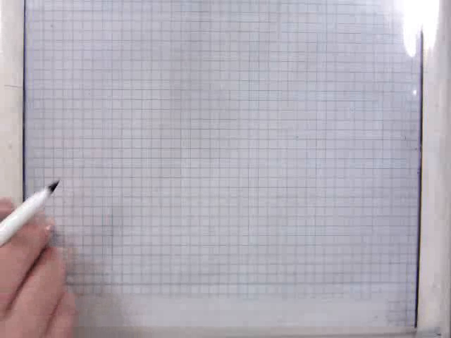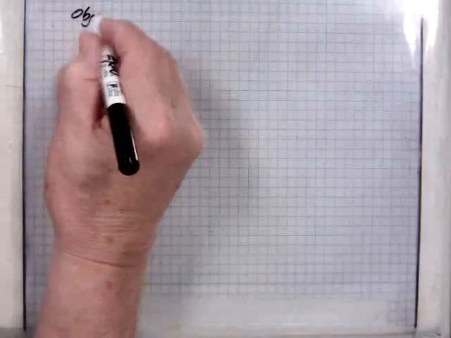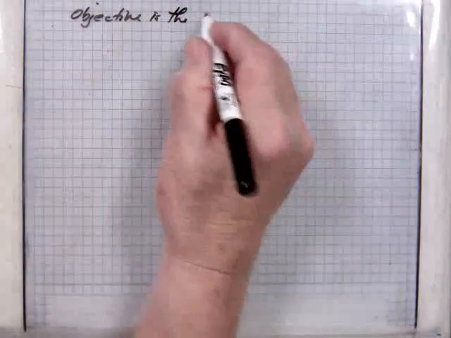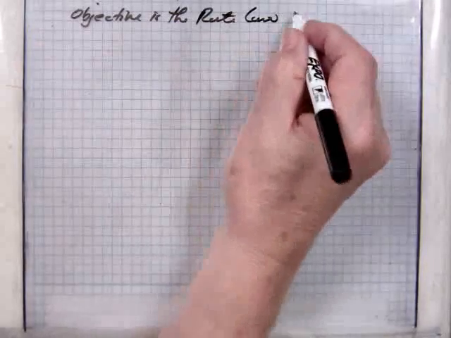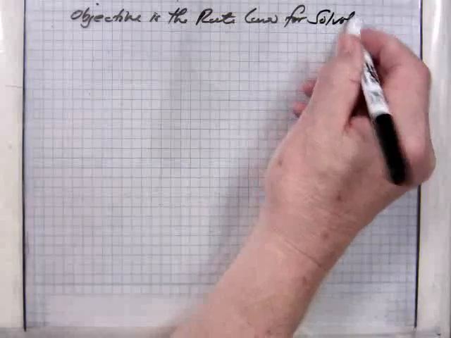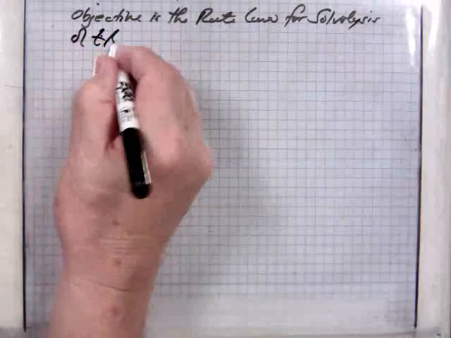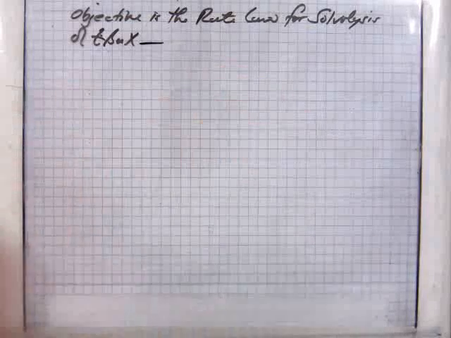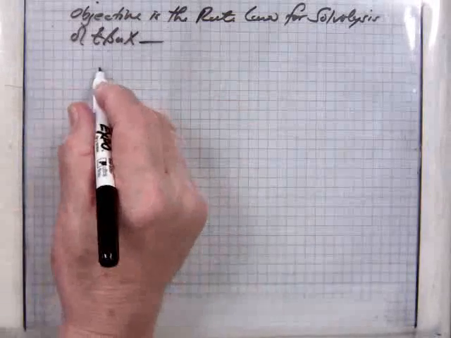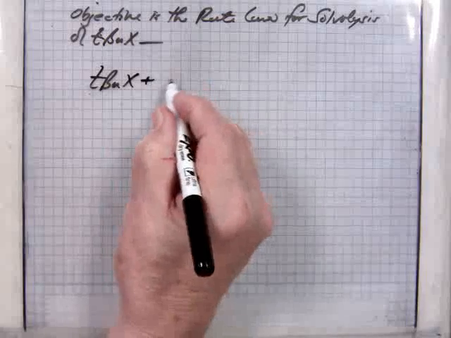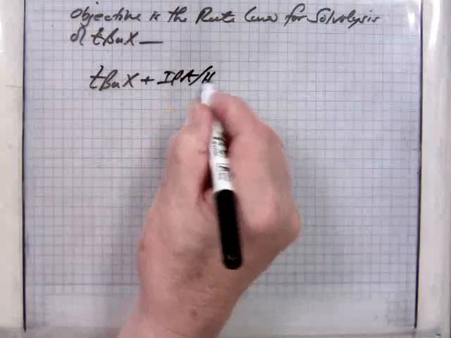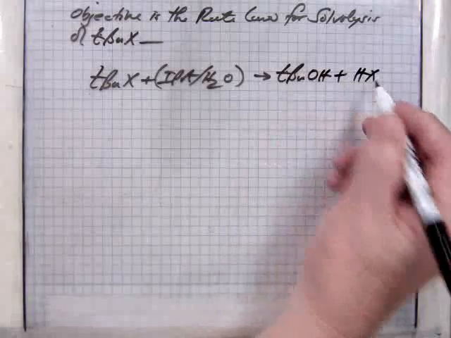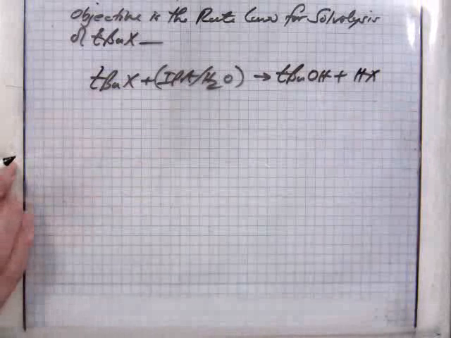Okay, now since the objective of the experiment is the rate law for solvolysis of the T-butyl halides, period. So, knowing that the T-butyl halides plus an IPA H2O mix gives T-butyl alcohol plus HX, we want to write the empirical rate law for this reaction.